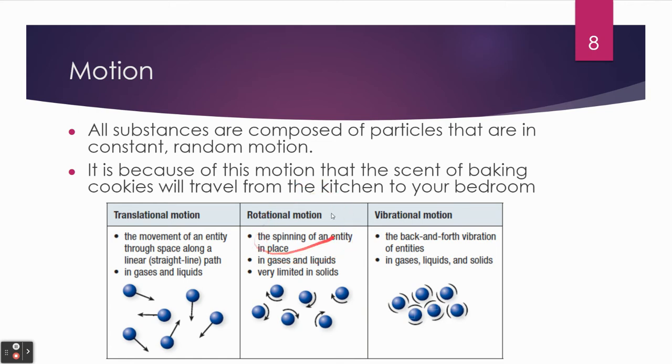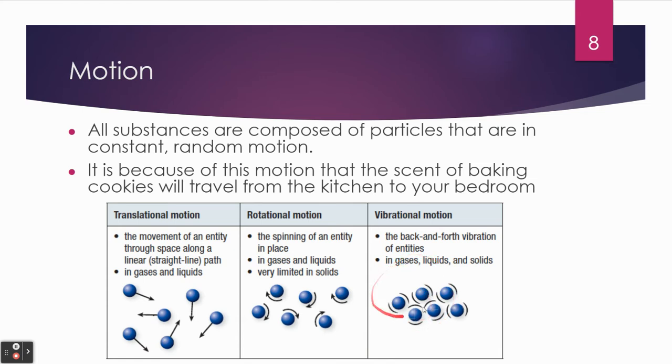There's also something called a rotational motion. A rotational motion is when the particles spin in place. So it's not that they're just vibrating in one spot, but they're also spinning in place. You'll see this for liquids. You'll also see it for gases. But liquids have this rotational motion in addition to some vibrational motion. As you can see, vibrational motion is experienced by all states of matter: gases, liquids, and solids.